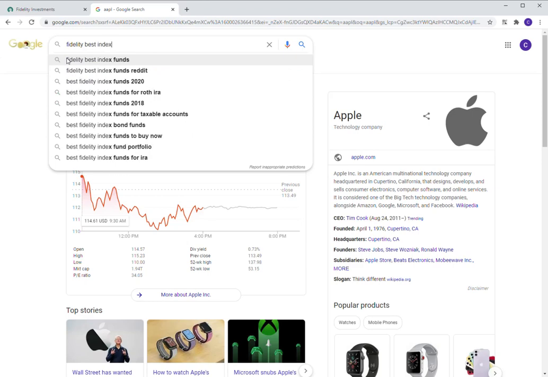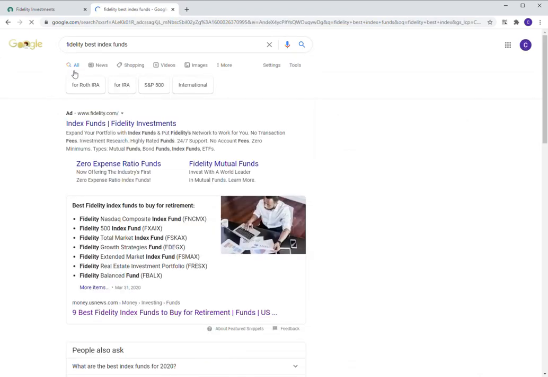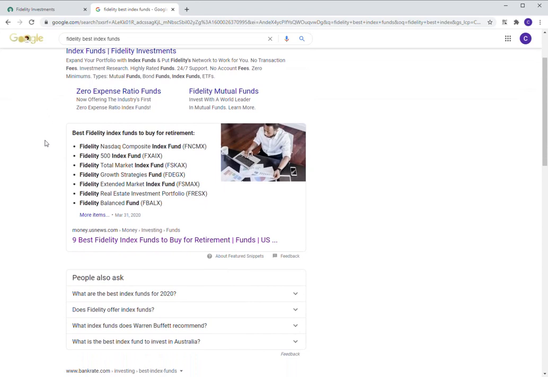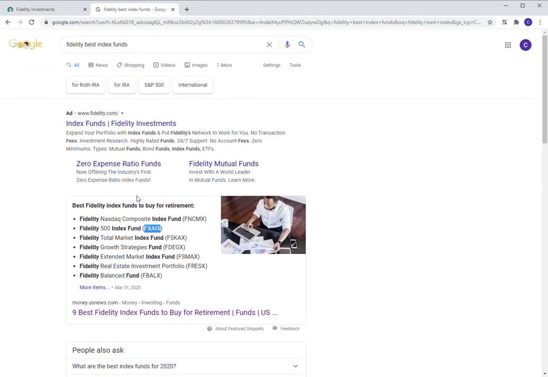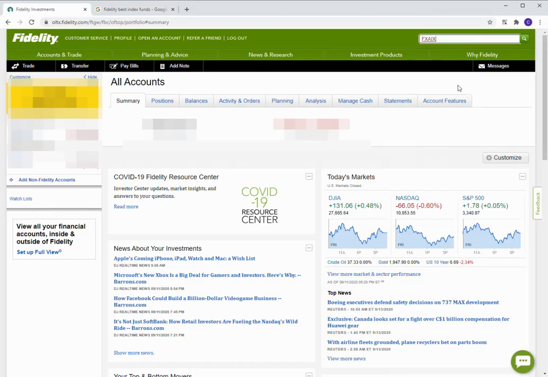Fidelity best index funds. All right, and we got a list right here. Fidelity 500 index fund. Let's take a peek. So one of the places you can actually do your research on a particular stock or fund is, of course, on the brokerage account itself. You can check out some articles, look at more recommendations, do some more research. You can even put the ticker in the search. But let's go ahead and put it here, and let me actually back up.